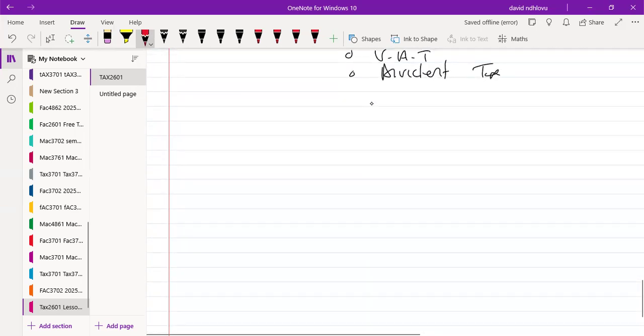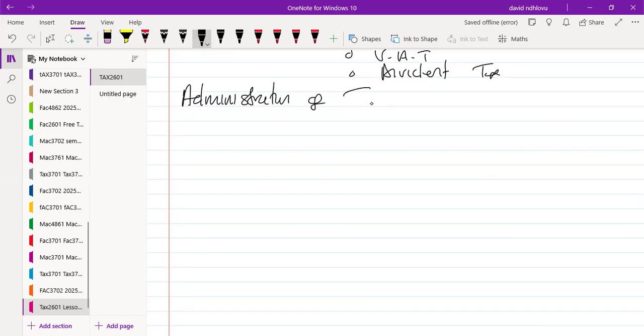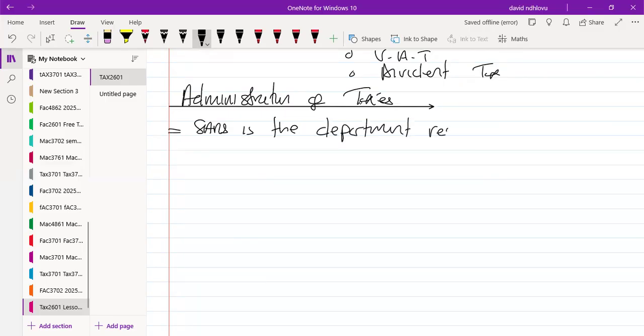Let's look at the administration of taxes in South Africa. When it comes to taxes in South Africa, SARS is the government department responsible for tax matters in South Africa.